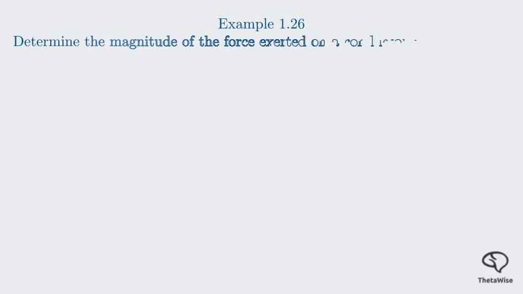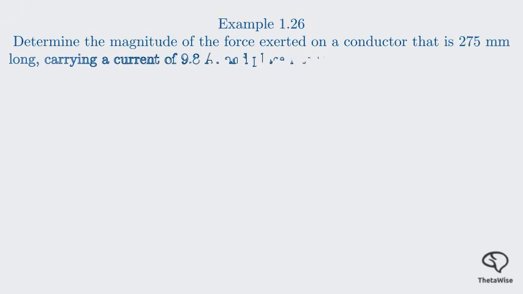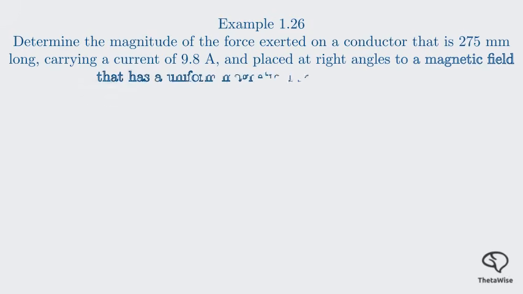Let's apply our new knowledge of the force on a conductor to a practical example. Here is example 126. Determine the magnitude of the force exerted on a conductor that is 275 millimeters long, carrying a current of 9.8 amperes, and placed at right angles to a magnetic field that has a uniform magnetic flux density of 2.25 teslas. As always, the first step is to identify the information given in the problem.